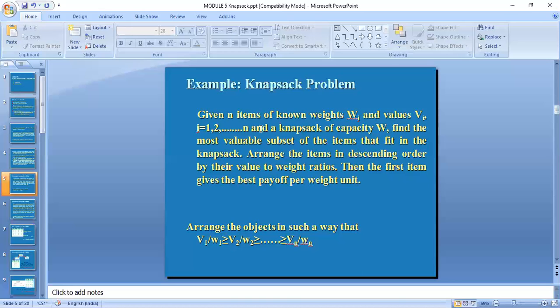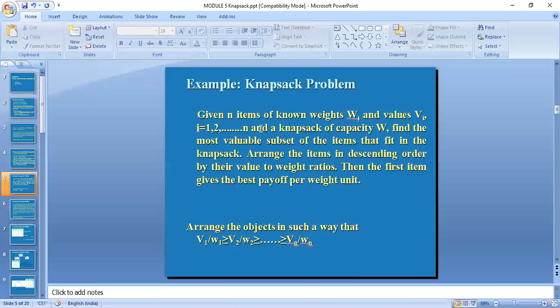So here we need to arrange the items in descending order by their weight as well as their values. So the ratio has to be determined. Then you can say that the first item gives you the best payoff.